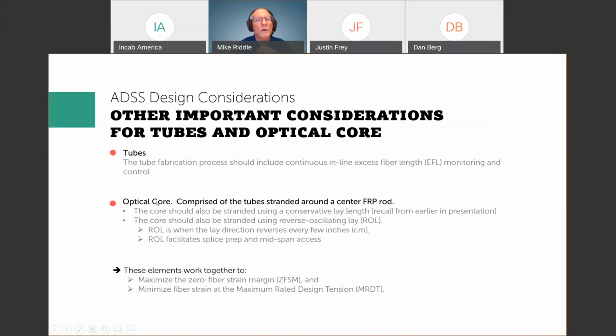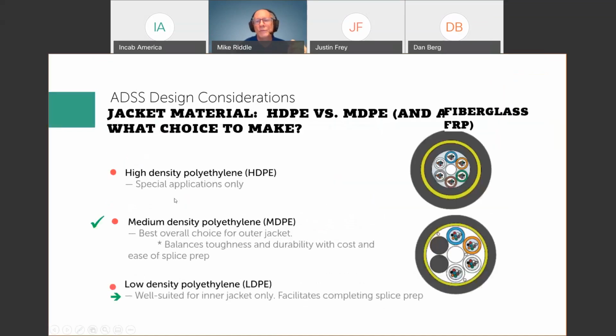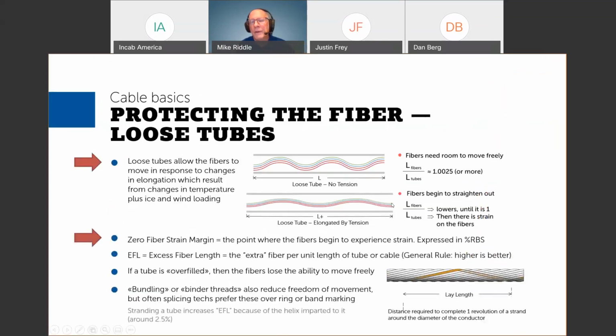The optical core, which I showed you in previous sketches, needs to be stranded using a conservative lay length. Remember that picture where I showed you how a tube gets stranded around a cable? Well, I can make that stranding pitch either really long or really short. If I make that pitch really long, I think I need to go back and show that. Pardon me for a moment. So if I make this distance really long, I, as a cable supplier, that's great, right?